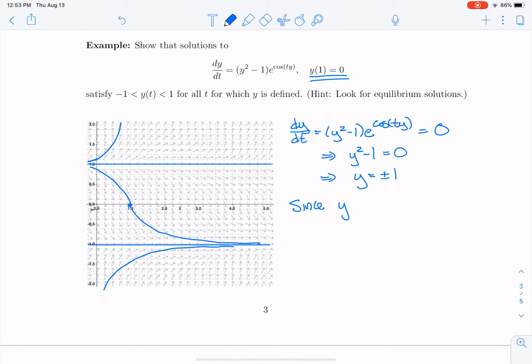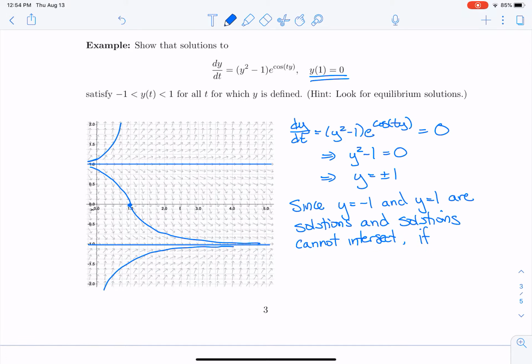Since y equals minus 1 and y equals 1 are solutions, and solutions cannot intersect, if I start at an initial value between minus 1 and 1, say y of 1 equals 0, then y remains between minus 1 and 1. And this is important because I can say something about the solution to the differential equation without having to know what the solution formula actually is.